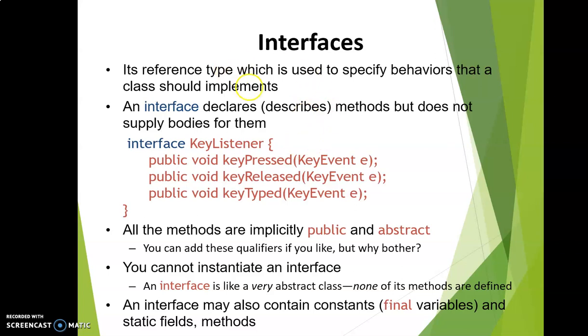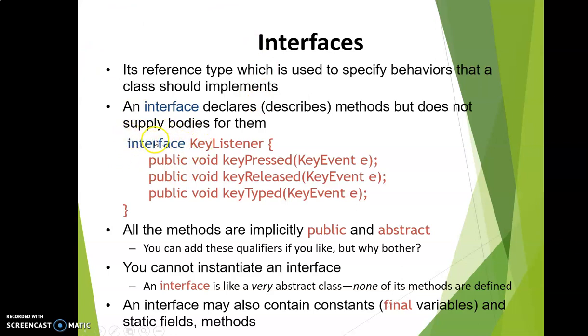An interface may also contain variables, and those variables are implicitly final. Final variables are nothing but constant variables. So in the interface, you can declare the methods, and along with that, you can declare the final variables. Along with that, after JDK 8, we can also define static methods in the interface.